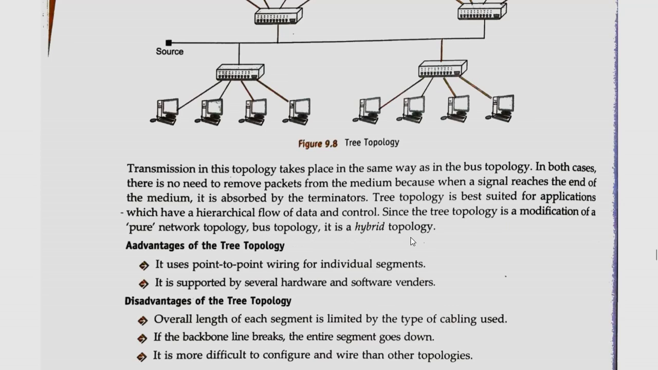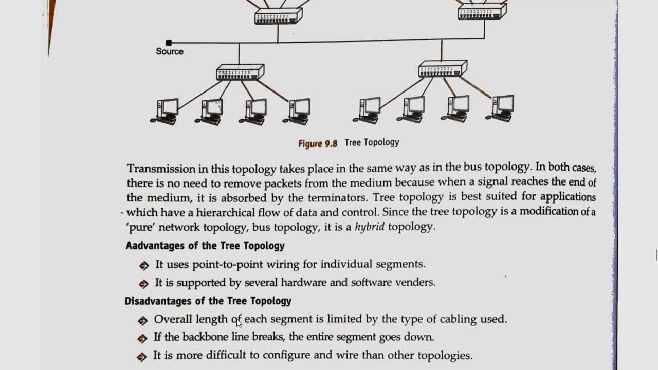Tree topology is a hybrid topology. It is a hybrid of what? Bus topology and the pure network topology. Now let's see the advantages. It uses point-to-point wiring for individual segments. It is supported by several hardware and software vendors.